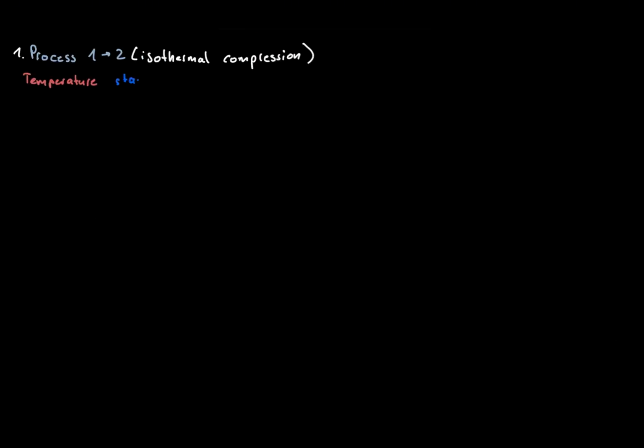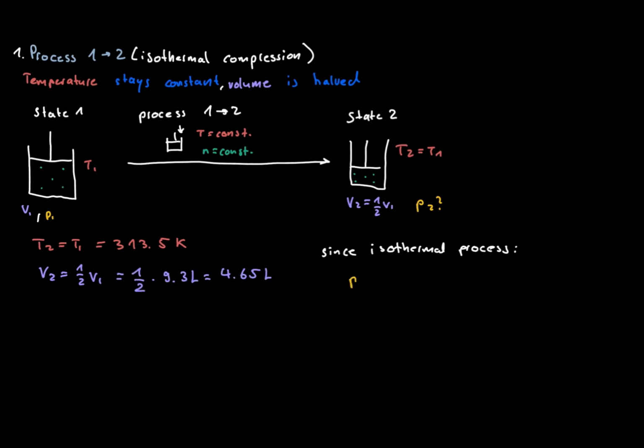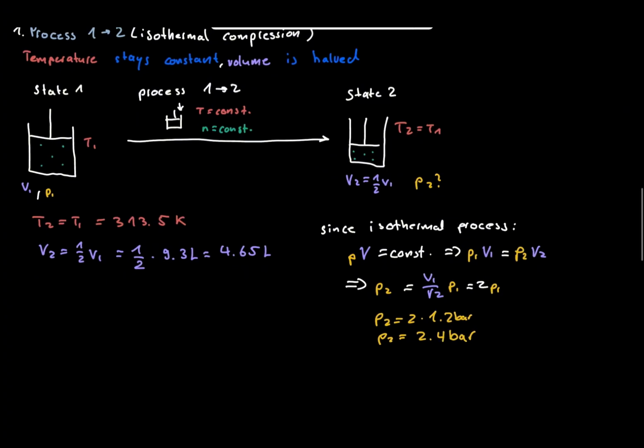Next, we go from state 1 to state 2. The process is isothermal and the volume is halved. That means V2 equals 4.65 liters. Because the temperature is constant, pressure and volume are inversely proportional. So, if the volume halves, the pressure doubles. This gives P2 equals 2.4 bar.